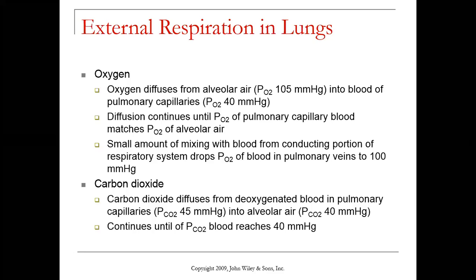As far as carbon dioxide is concerned, carbon dioxide diffuses from the deoxygenated blood in the pulmonary capillaries into the alveolar air. So in the body systemic capillaries, the carbon dioxide was initially 40 millimeter of mercury. Then through the internal respiration process, the food, that is glucose, is being combusted with oxygen.